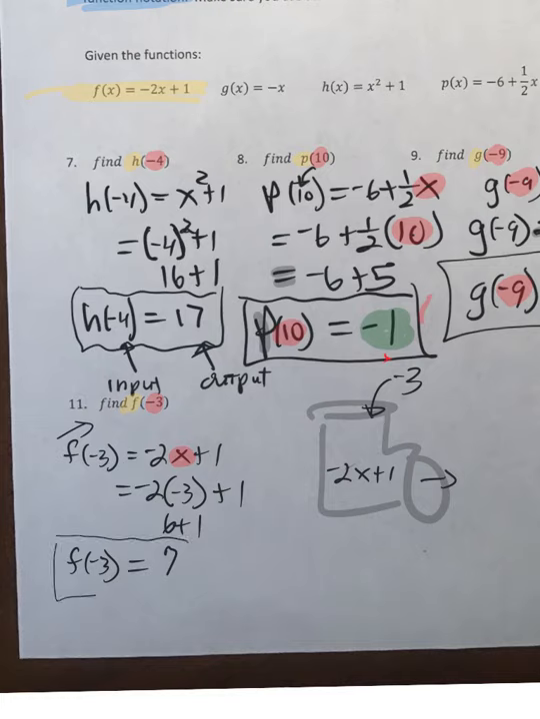And we want your final answer to be written in function notation. So when you plug in negative 3 into the F function, you would get 7 out. So input, output, using different functions, and you have to make sure that you're using the correct function.